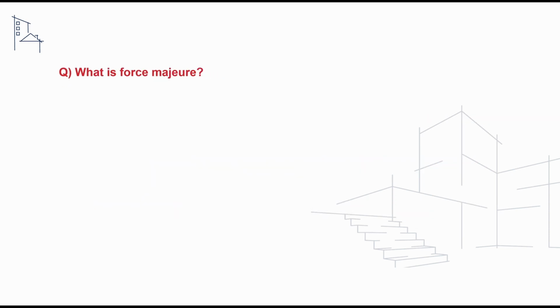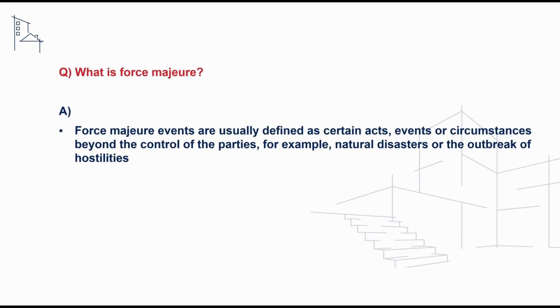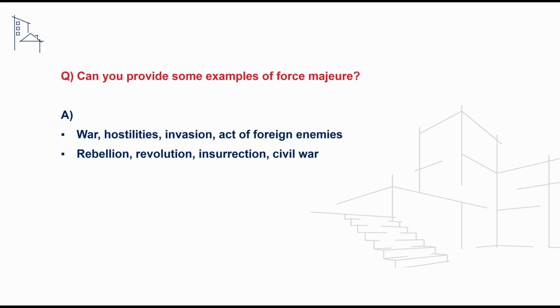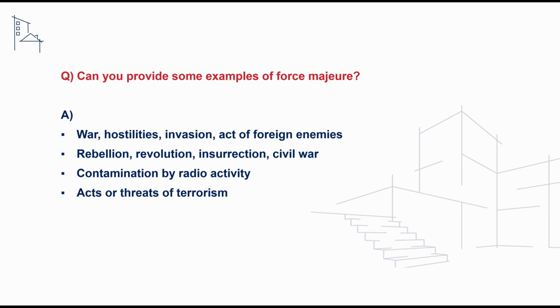We may also be asked a question on our understanding of the term force majeure, and to address this we can say that force majeure events are usually defined as certain acts, events or circumstances beyond the control of the parties, for example natural disasters or the outbreak of hostilities. We may also be asked a follow-on question asking us to provide some examples of force majeure, and to address this we could reference either war, hostilities, invasion or act of foreign enemies, rebellion, revolution, insurrection or civil war, contamination by radioactivity, or acts or threats of terrorism.